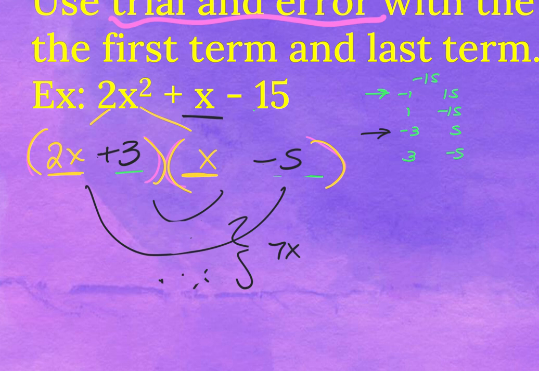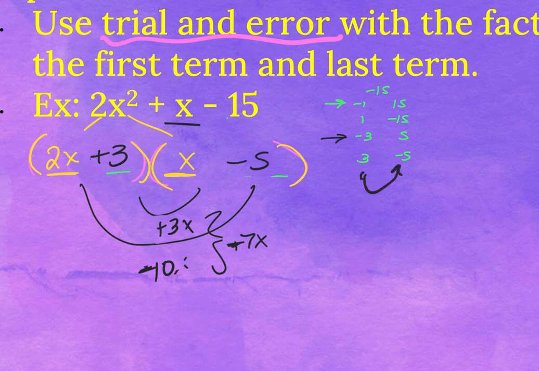It would get negative 10 and positive 3, and that's a positive 7. Or sorry, negative 7. Which means I now have to flip these. Or I could flip the 2 and the x. It doesn't matter. But I have to reverse the order. This is when trial and error is not so fun.